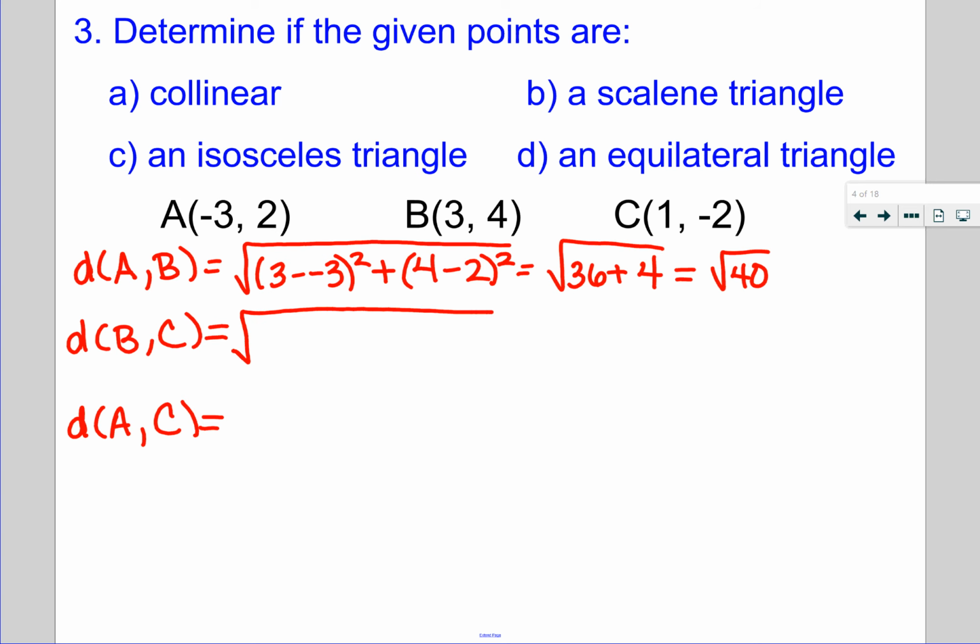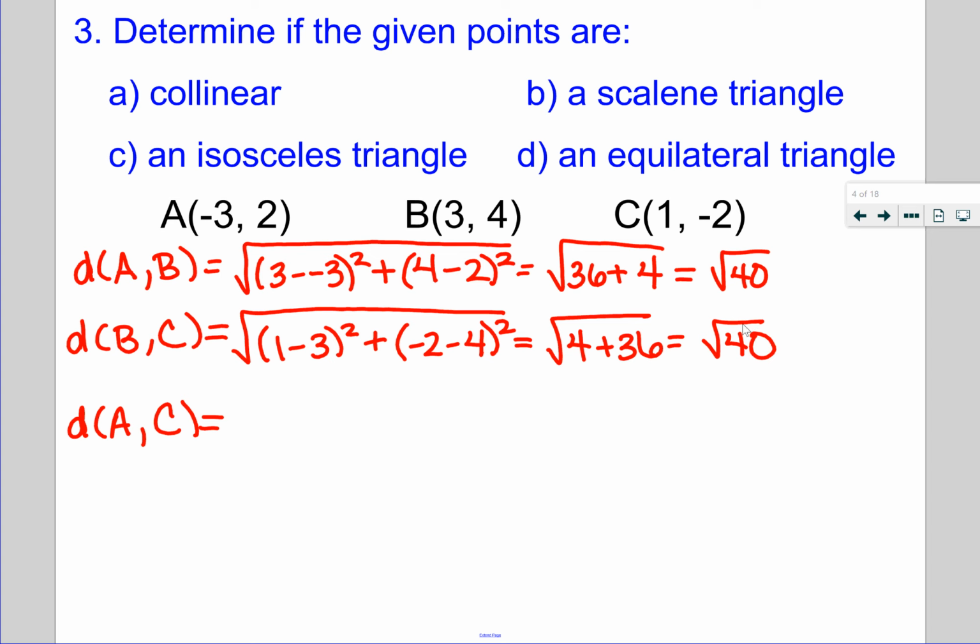Distance between B and C, x minus x, 1 minus 3 squared. And y minus y, -2 minus 4 squared. So we're going to get 2 squared, which gives me 4. -2 minus 4 squared gives me 36. Add them together. I get square root 40. So at this point, we can say it's definitely not a scalene triangle.